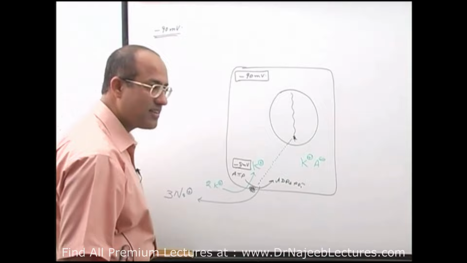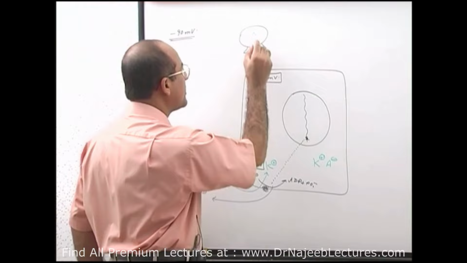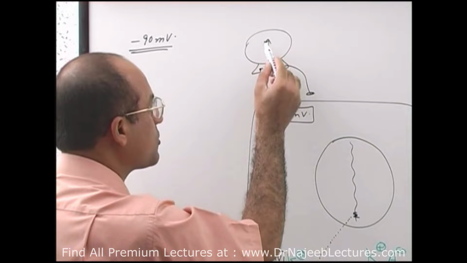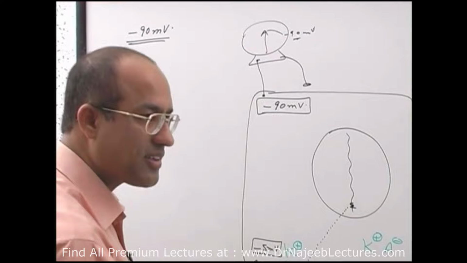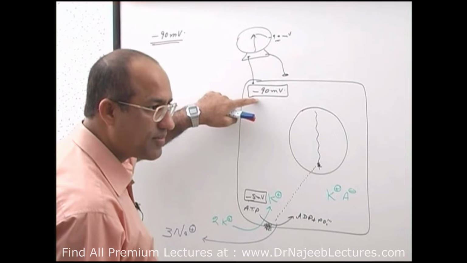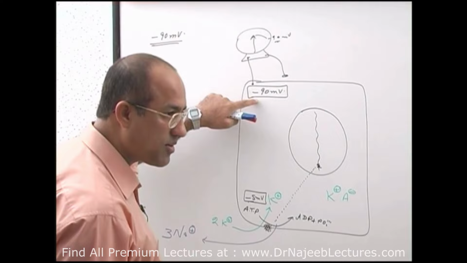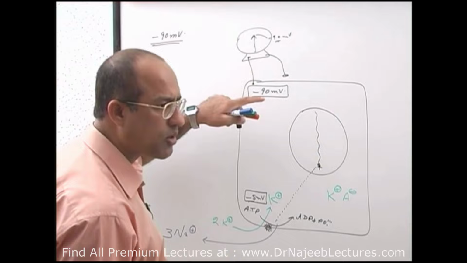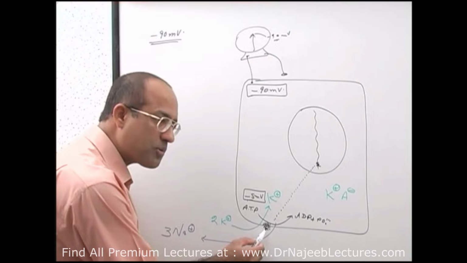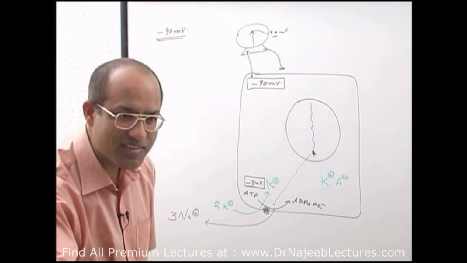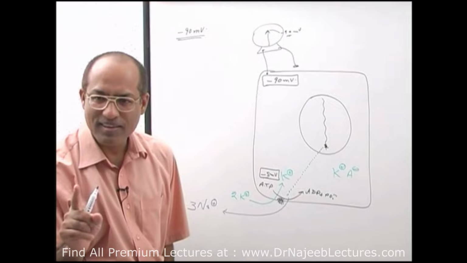Is that right? What I mean by this is that if you put a voltmeter here, put a neutral electrode outside and another electrode inside, this will move to minus 90 millivolt. So the inside of the cell membranes is electrically negative, approximately minus 90 millivolt compared to the outside. It varies from cell to cell a little bit. Some are minus 80, some are minus 70. But the sodium potassium ATPase produces electronegativity of only minus 5. It may be a little contribution to the resting membrane potential.